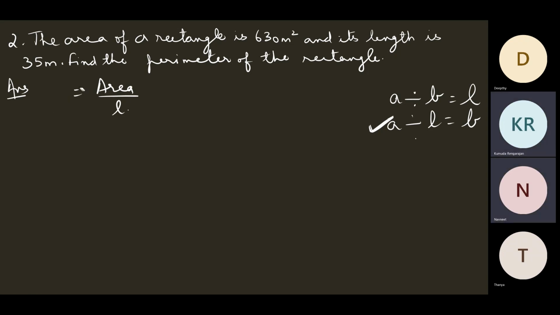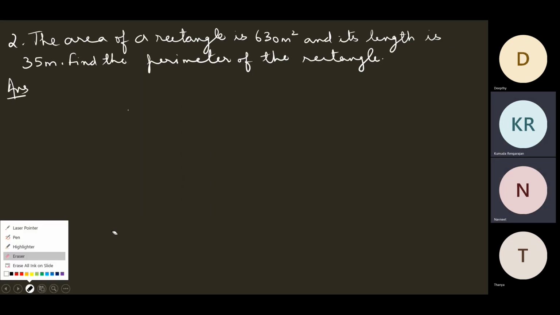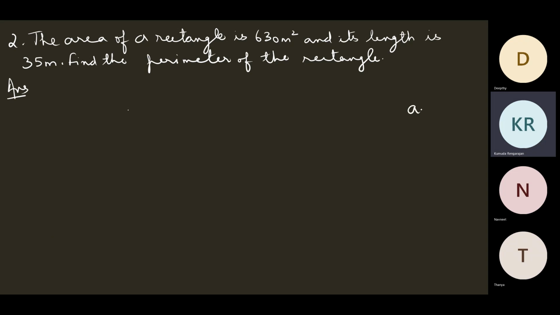One minute, I'll just make some changes. In the rough column, you can write it in short, and in the main working, you can write it in full. Area divided by length is equal to breadth. We know this division fact. So that means breadth is equal to area by length. We know this.